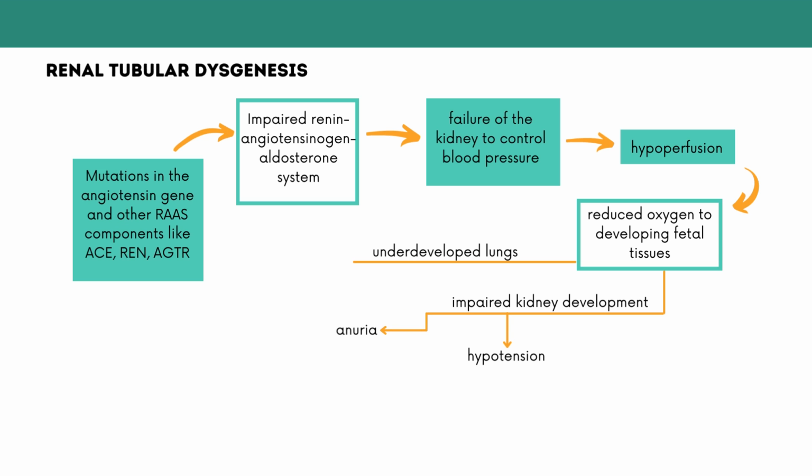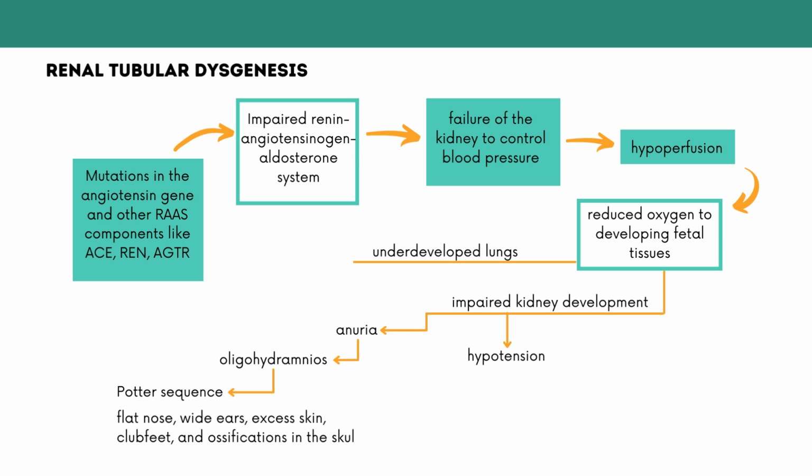and anuria, or the reduced to no urine production due to kidney failure. Anuria leads to oligohydramnios, or the reduced amniotic fluid that serves as cushion for the developing baby in the womb. That leads to the characteristic effects of Potter sequence like flat nose, wide low-hanging ears, excess skin, club feet, and ossifications or holes in the scalp.